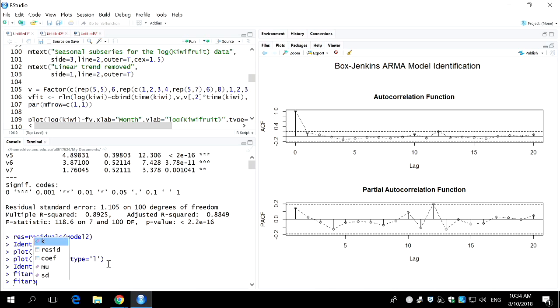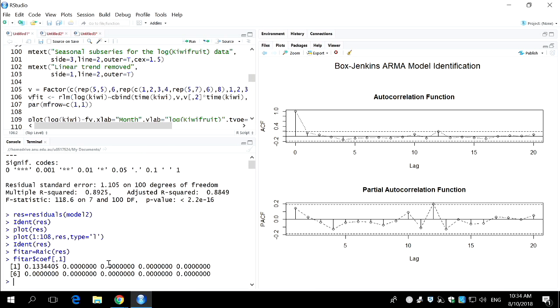Fit AR dollars coef, first column. So the coefficient for my AR1 would be 0.133. Quite a small number. And I could look at the residuals from that to then see whether there's any structure left. Okay, and then we look at residual plots, okay, to make sure that everything's hunky-dory.